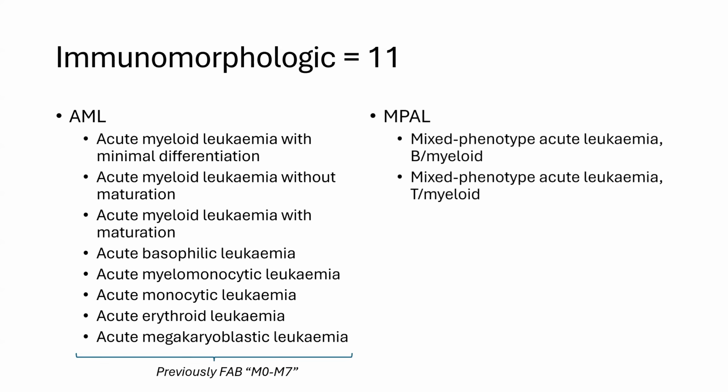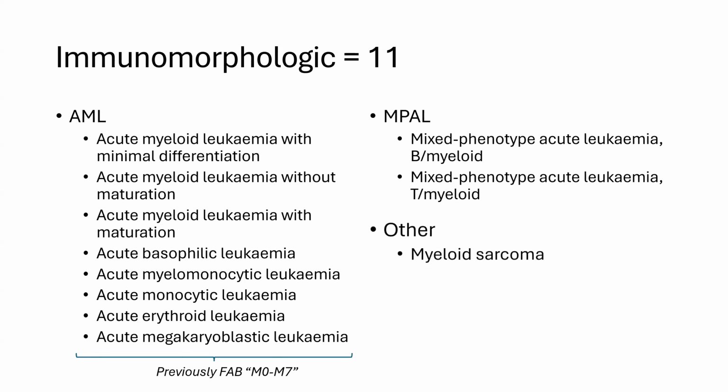In this category, we can also include mixed phenotype acute leukemias, B myeloid, and T myeloid. The mixed phenotype acute leukemias include a myeloid component of blasts and/or a lymphoid component of blasts. You can have either two separate populations, a myeloid population and a lymphoid population, or a single population of blasts that express either myeloid and B cell markers or myeloid and T cell markers to qualify for the mixed phenotype acute leukemia.